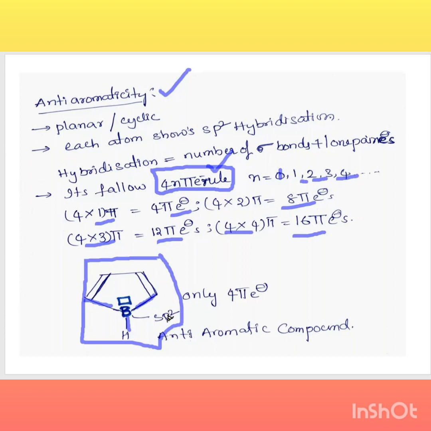This is a cyclic and planar compound. How many pi bonds are there? There are 2 pi bonds, and 2 pi bonds means 4 pi electrons. That is 4 into 1, 4 pi electrons. So it is an anti-aromatic compound.